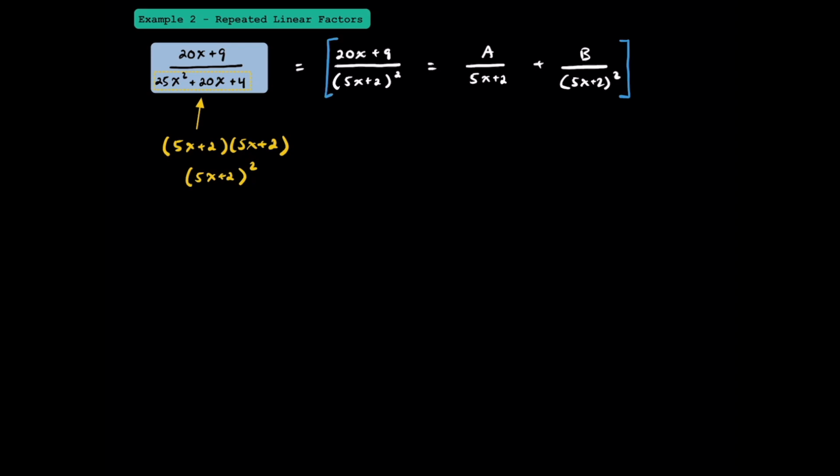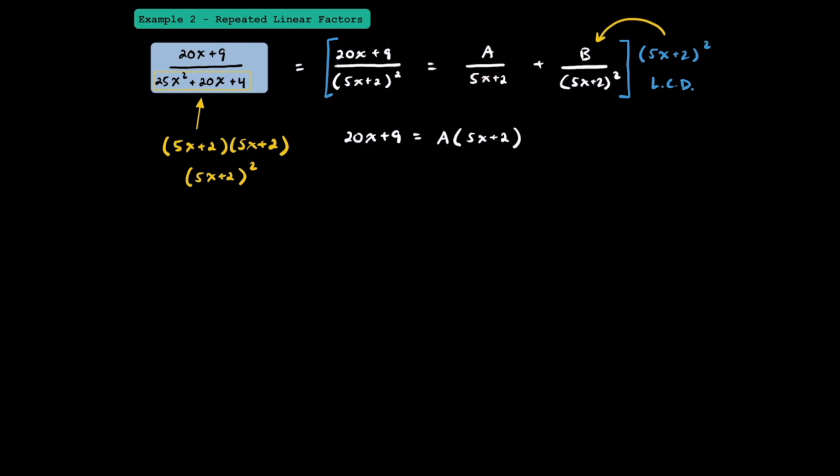Let's get rid of the fractions here by multiplying the entire equation by the LCD. In this case, the LCD, or least common denominator, is going to be (5x + 2) squared. Multiplying on the left side, these are going to cross cancel, and we're going to be left with 20x + 9. Multiplying by this partial fraction, this 5x + 2 is going to cancel with one of these binomials.